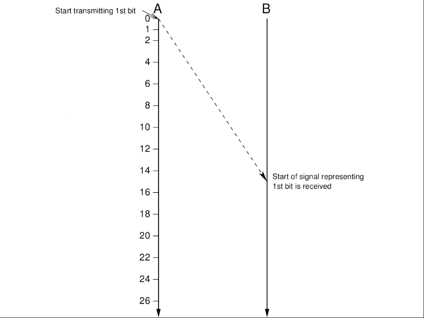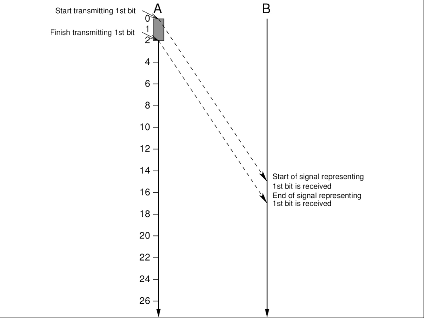And I draw it like this. At time 0, computer A starts transmitting. It produces an electrical signal. That signal needs to travel 4.5 kilometres. It travels 4.5 kilometres, taking 15 microseconds, therefore that signal is received at computer B at time 15. The signal representing the start of the first bit. But computer A is transmitting the first bit for 2 microseconds, so it's generating an electrical signal for 2 microseconds.